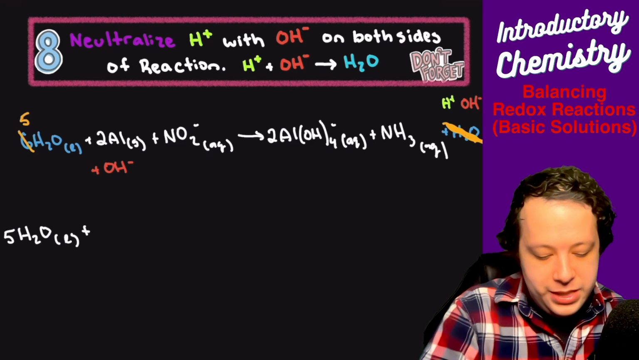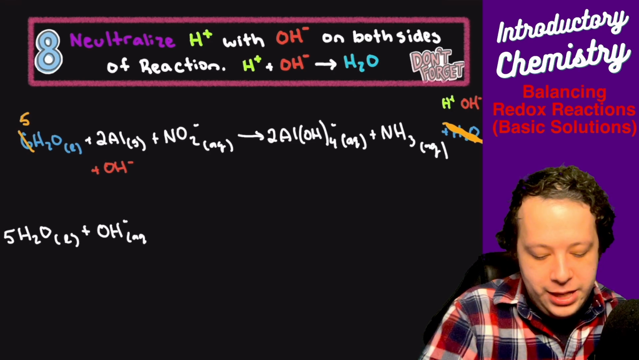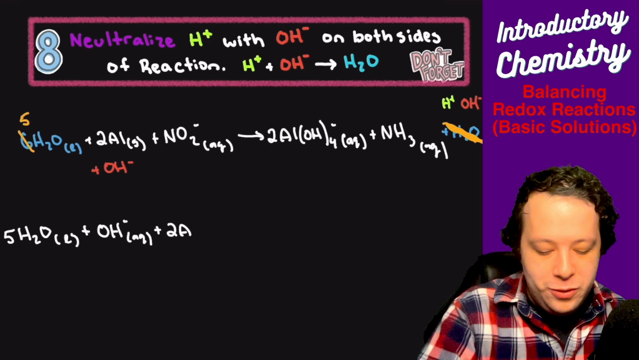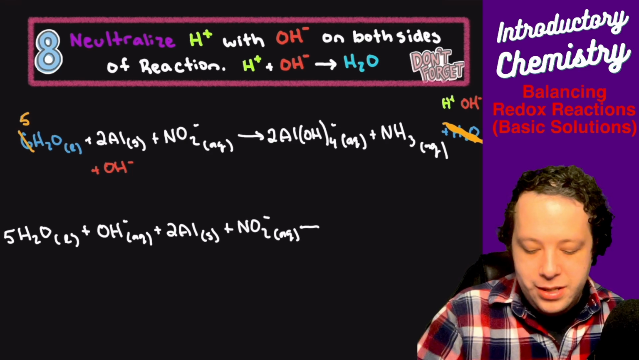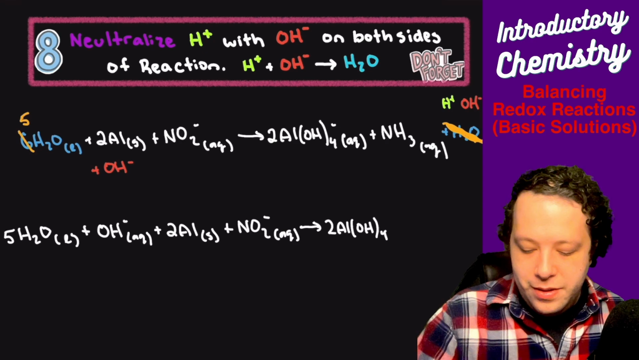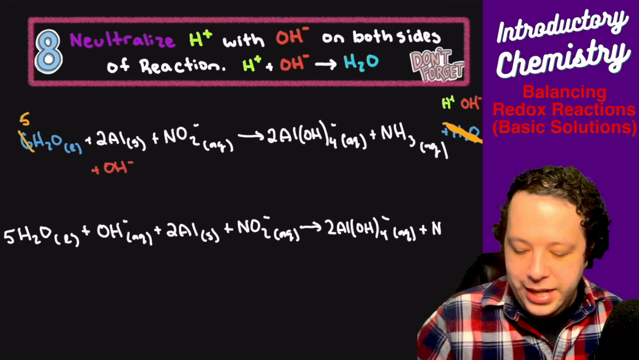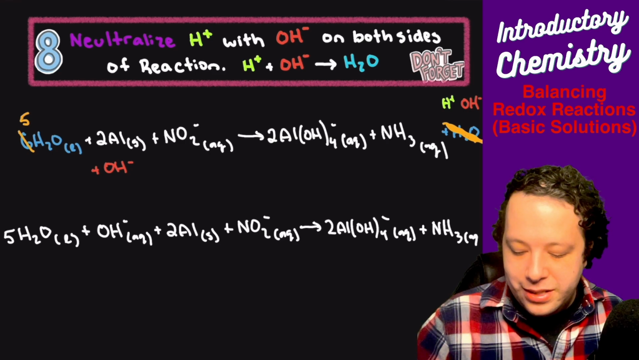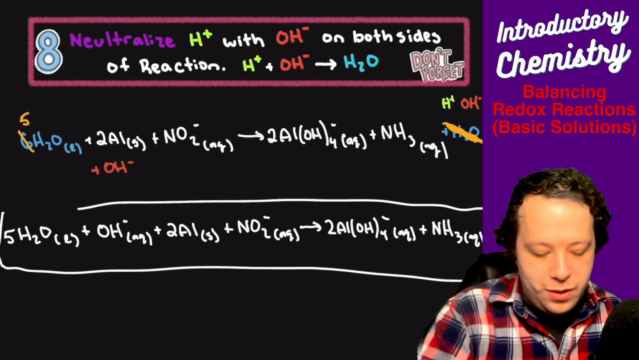And we'll put our liquid symbol. We have a hydroxide, aqueous. Then our 2 aluminums combining with our nitrite, NO2 minus, aqueous. And that will turn into 2 aluminum hydroxide, minus, aqueous, plus NH3 aqueous. So that is our final answer to our problem.